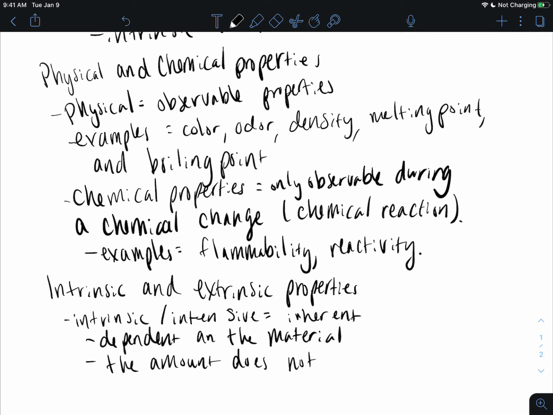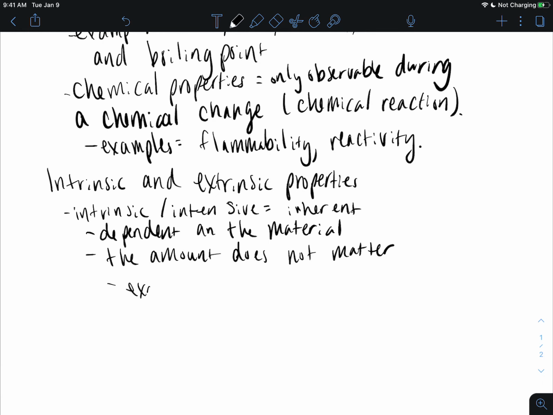Some examples include density, boiling point and melting point, and temperature. Okay?